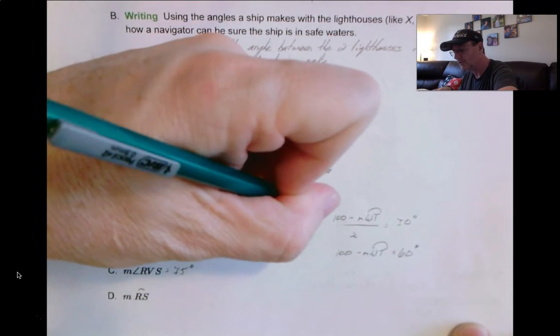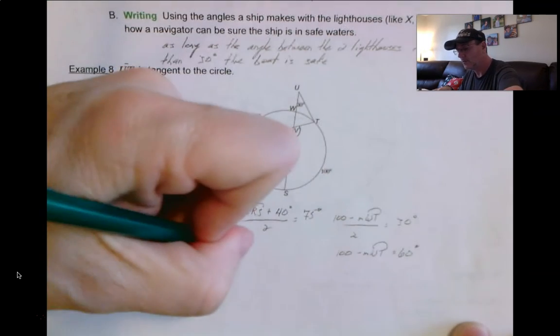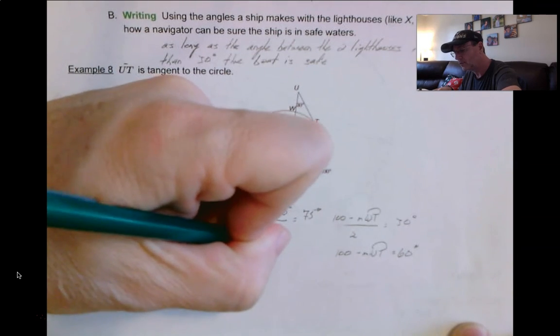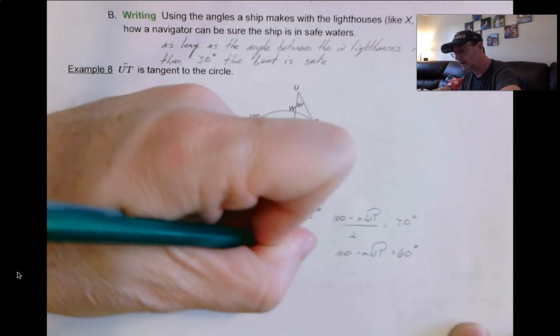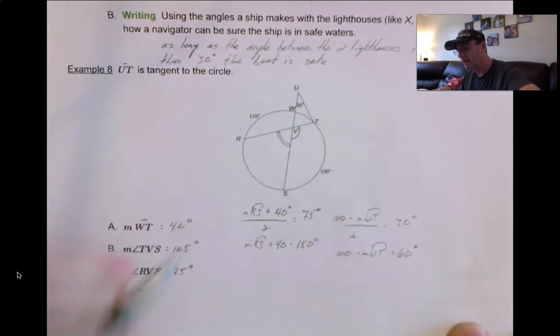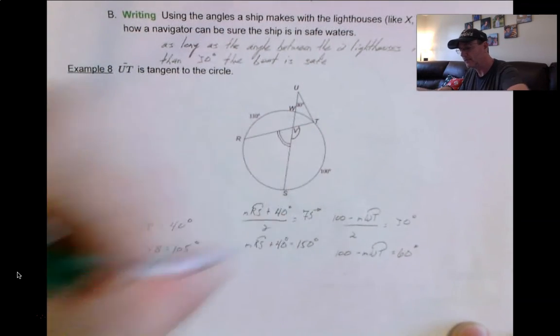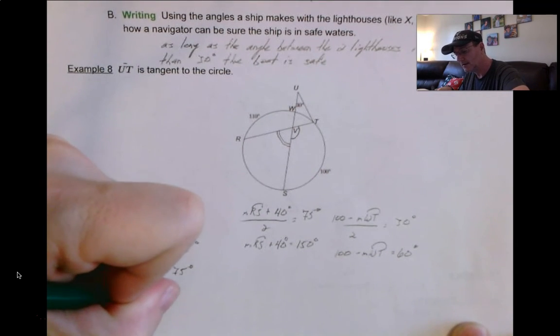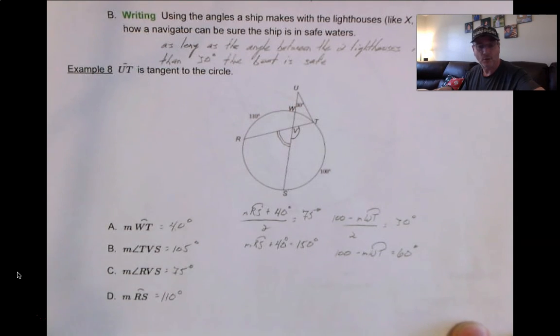There's just one way to find this. Measure of arc RS plus 40 equals 150. Subtract 40 from both sides and we get the measure of arc RS is 110 degrees. That's just one way to find it.